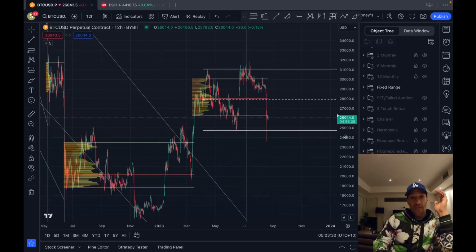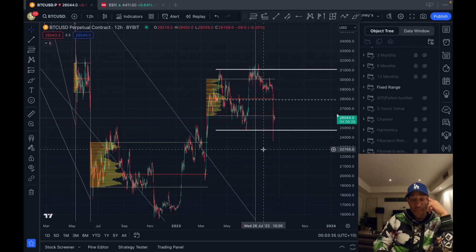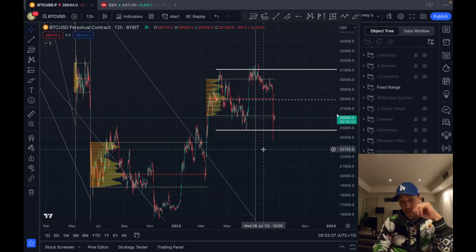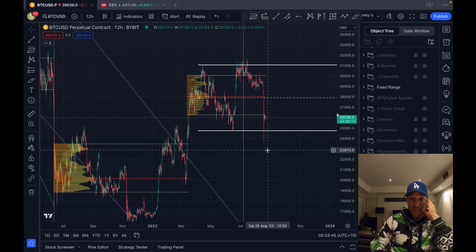Now, this is not a video about giving predictions. That will be for another video. But this was basically just to run you through the importance of using object tree and how you can really use it. And I'll give you an example. You can use it for looking at trade setups.